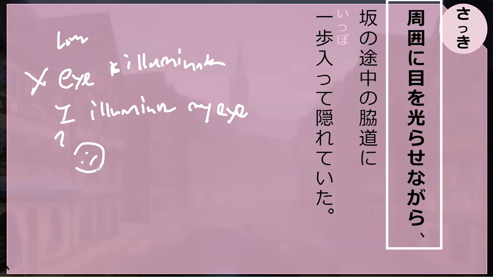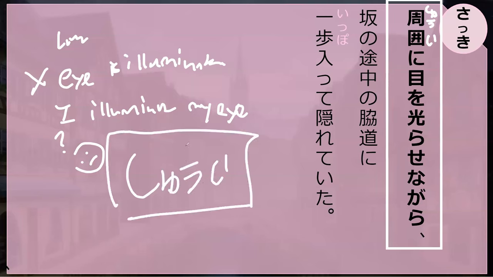What is the reading for the word surrounding again? Shui. The yomikata is shui. Sorry. I don't know why I was writing that. Shui. Right. Shui ni me o hikarase. So me o hikaraseru is to keep an eye on your surroundings. To keep a watchful eye.